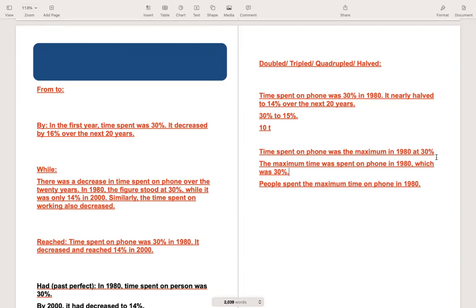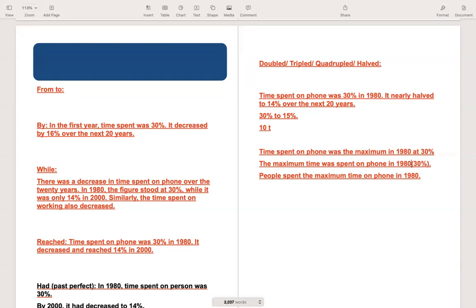But another way that I wanted to teach you, these are simple. Another way I would say is just put a bracket and give the data. Don't make it a complex sentence. 30% in brackets. So that's another way. The maximum time was spent on phone in 1980, bracket 30%. Don't do this many times. Do it once in your graph. If you want to use the bracket, use it once.